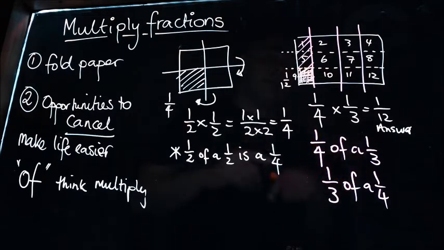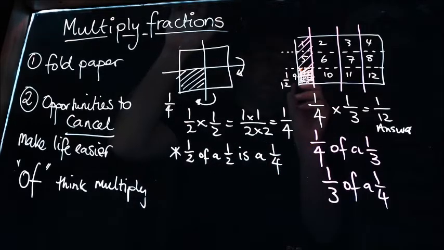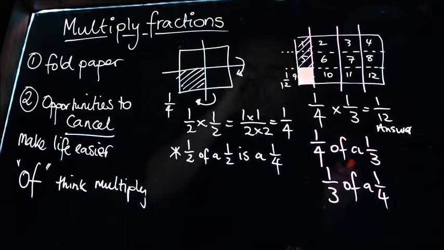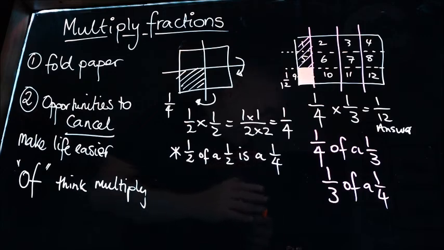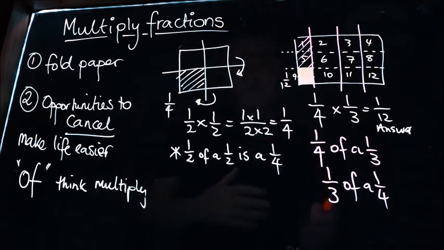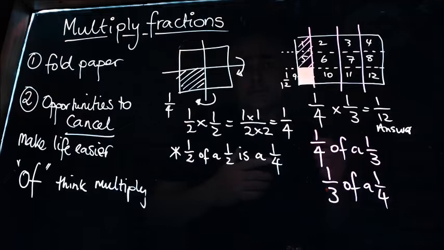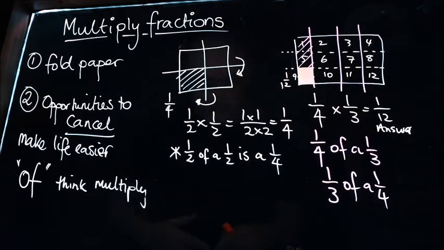And that overlap of a third of a quarter is here. It's sitting here, 1/12, one of the 12 squares. All right, so that's the style of thinking that I want to lead you down. And I'll just clean the board and we'll get into the game of cancelling.